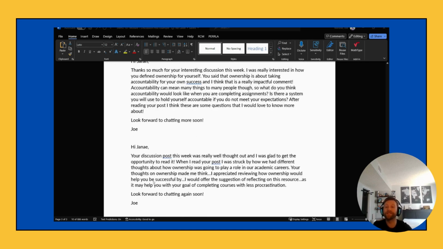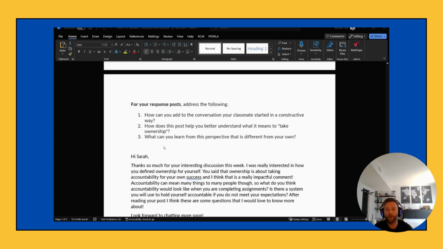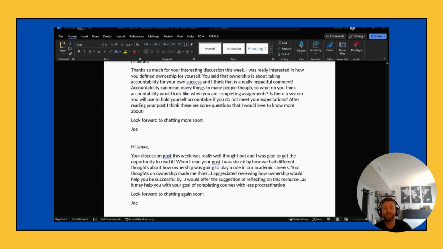And in my second post, I answered the other components. How does this post help you understand what it means to take ownership and what did you learn that's different from your own? And so I provided some prompts to discuss that. Your thoughts on ownership made me think, dot, dot, dot. I appreciated reviewing how ownership would help you be successful by. I would offer the suggestion of reflecting on this resource, blank, as it may help you with your goal of completing courses with less procrastination.